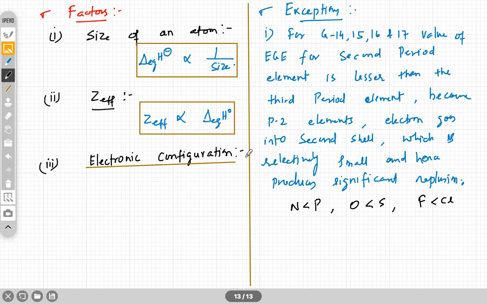Finished. One last point we'll see into this one. For group 17, this is the most important one. You'll get this question in the exam. Chlorine has maximum electron gain enthalpy, then fluorine, then bromine, and then iodine.